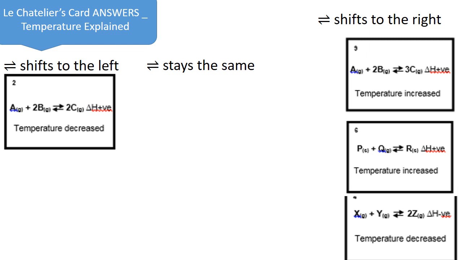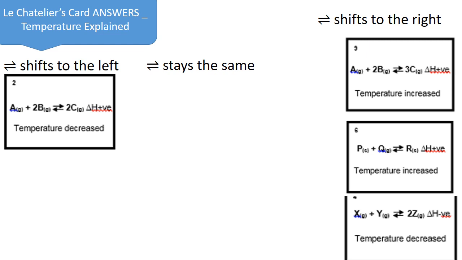If we look at some of these scenarios where the equilibrium shifted to the right, in the top box we can see we're told that delta H is positive, so we know the forward reaction, going from left to right, is endothermic. So if the temperature is increased, it's going to favour the endothermic reaction, so it's going to go in the forward direction. Similarly, with the one underneath in the middle, delta H is positive in the forward direction, temperature increase, it's going to go from left to right.